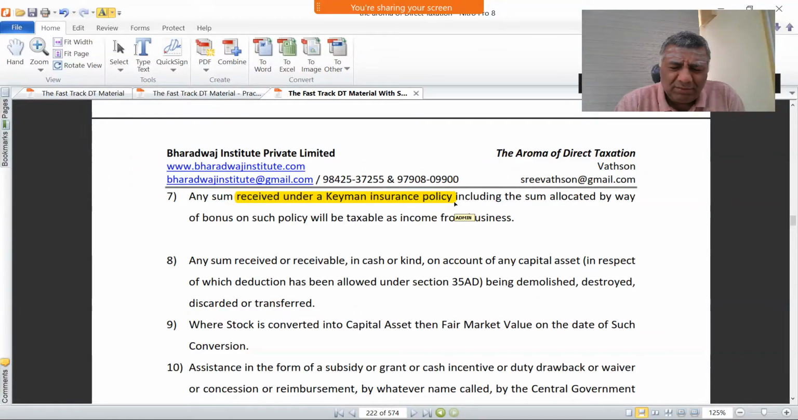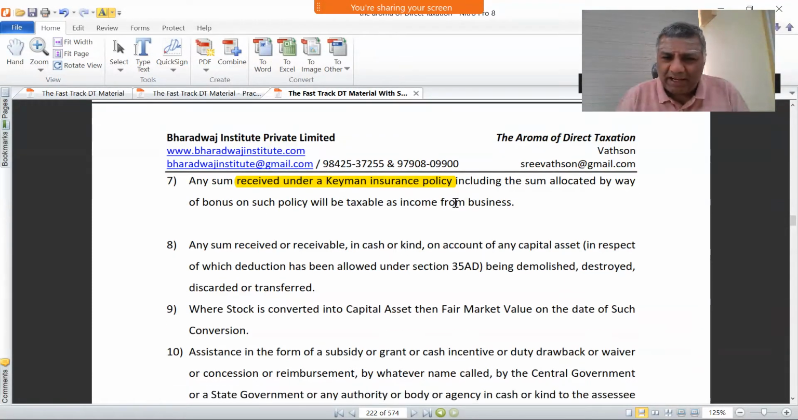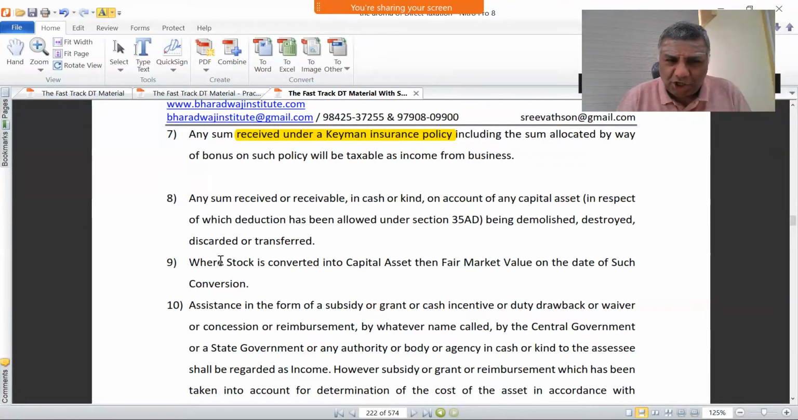For long, conversion of asset into stock in trade, section 45 of the capital gains had the provision. The reverse provision was not there. They brought it here. Conversion of stock into asset. As if on that date you sold, whatever is the fair market value will be considered as sale value.